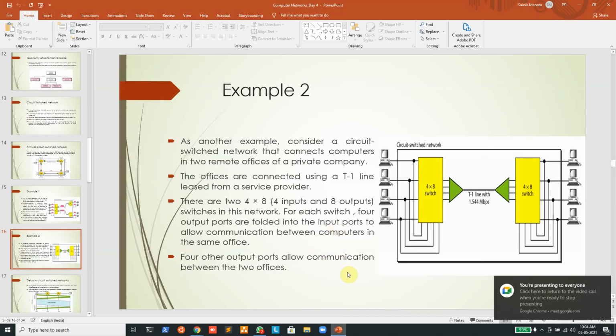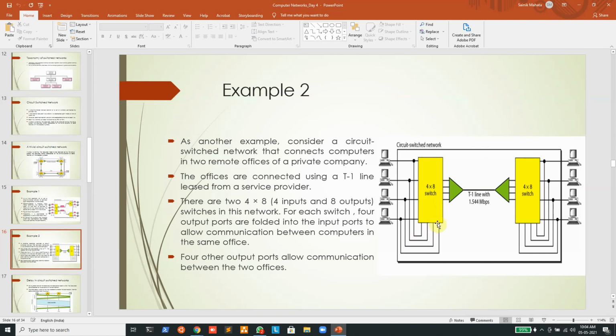So what I was saying is that if I take another example of a circuit switch network, in this case there will be 2 offices. In office 1 there will be 4 computers, in office 2 there will be 4 computers, and if we want to connect office 1 and office 2, again we will use a circuit switch network. In office 1 we are using a 4x8 switch. What does a 4x8 switch mean? It means it will have 4 inputs and 8 outputs. If to this switch I connect all the 4 computers in office 1, from this switch there will be 4 outputs and these are the other 4 outputs.